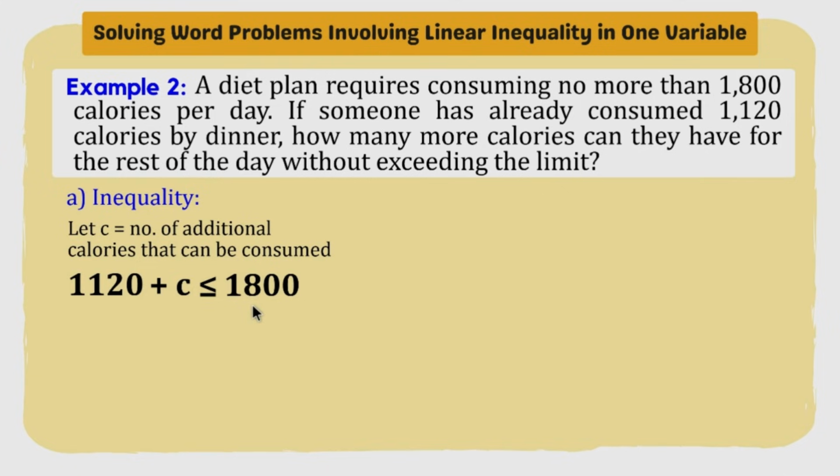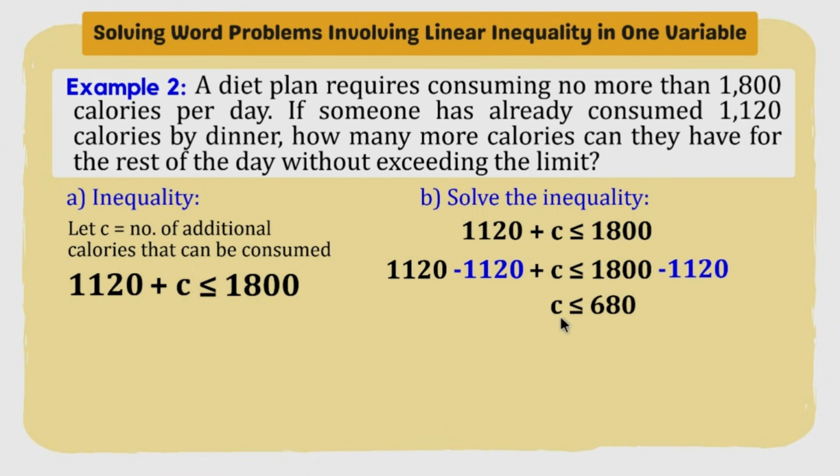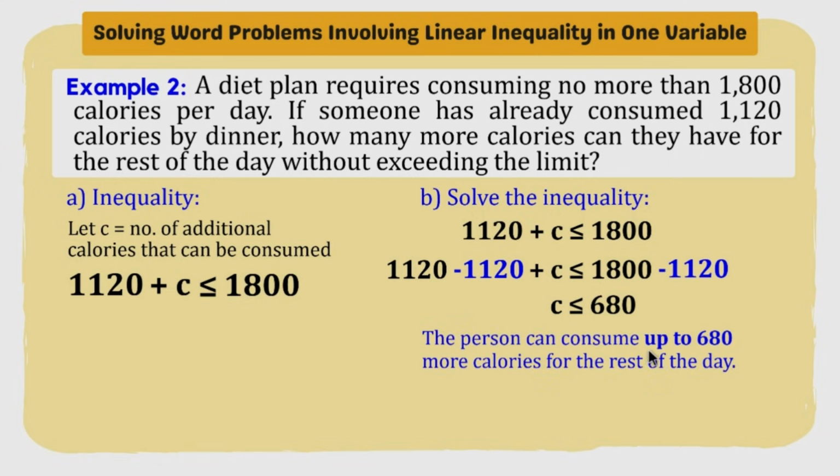Alright. Now, let us solve for the inequality. So, let us rewrite 1,120 plus C is less than or equal to 1,800. Let us eliminate or tanggalin natin si 1,120 dito sa left side. So, we can subtract itself on both sides of the inequality, at ang maiwan na lang is si C. Okay, 1,800 minus 1,120 will be 680. So that's our answer. Ibig sabihin, the person can consume up to 680 more calories for the rest of the day. Okay, so hindi lalagpas sa 680 dapat.